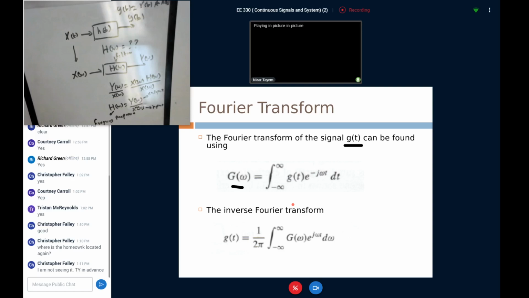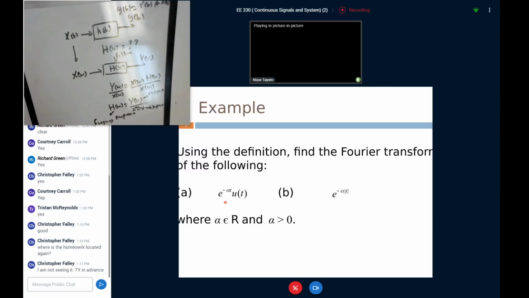Here's an example. We're going to do this again. Just to remind you, if I need to find the frequency domain for this signal, what's the Fourier transform? This is an exponentially decaying function multiplied by 2, which means it is defined only from 0 to infinity. We need to find the Fourier transform for e^(-at).